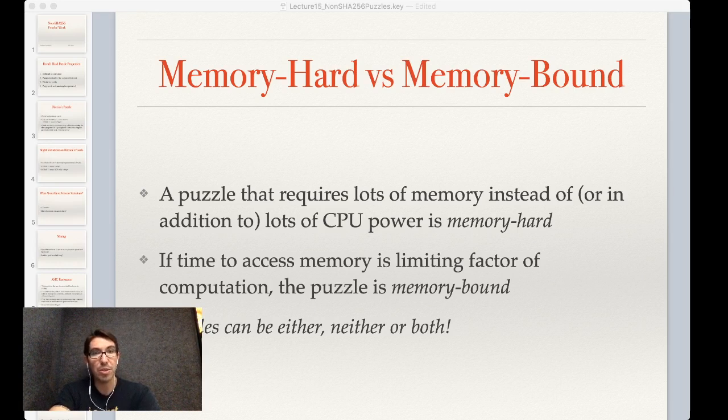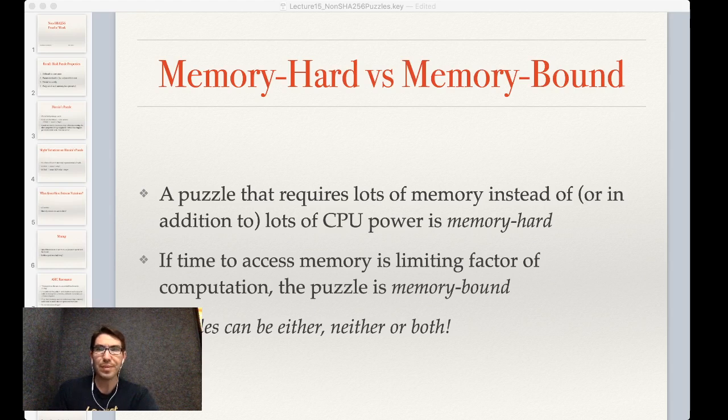That doesn't mean it's impossible to do. You can always just load what's around you, but there's still going to be a lot of memory access as you do this. So if the time to access memory is the limiting factor, that is, it's the bottleneck to computation, then the puzzle is memory bound. Accessing memory is really the aspect of the algorithm that limits the time. So something could be memory hard, requiring a lot of memory, but it turns out that the CPU usage is the limiting factor. In that case, something is memory hard but not memory bound. You may also have an algorithm where accessing the memory is the limiting factor, but it doesn't really require a lot of memory. That would be something that's memory bound but not memory hard.